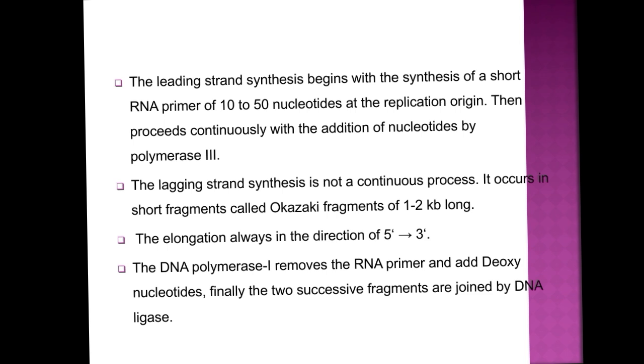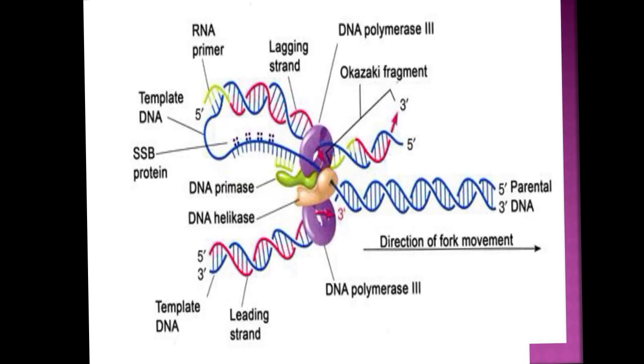The leading strand synthesis begins with the synthesis of a short RNA primer of 10 to 50 nucleotides at the origin of replication. Then it proceeds continuously with the addition of nucleotides by polymerase 3. The lagging strand synthesis is not a continuous process. It occurs in short fragments called Okazaki fragments. The elongation is always in the direction of 5' to 3'. DNA polymerase 1 removes the RNA primer and adds deoxynucleotides. Finally, the two successive fragments are joined into DNA by ligase.